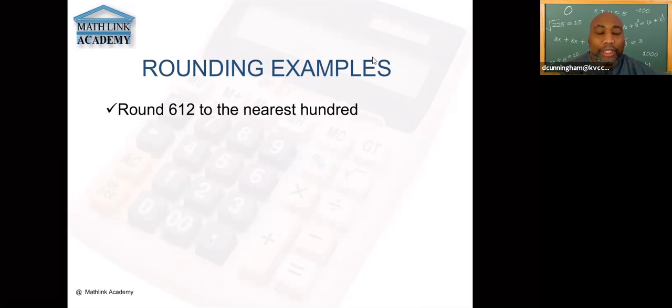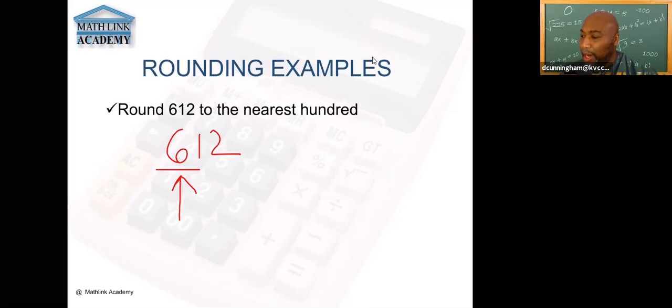We want to round 612 to the nearest 100. What we need to do is know where we want to round. So we have 612, and this 6 is in the hundreds place. Either that 6 is going to remain a 6, or we're going to add 1 and it's going to change to a 7. But it all depends upon the immediate number to the right.